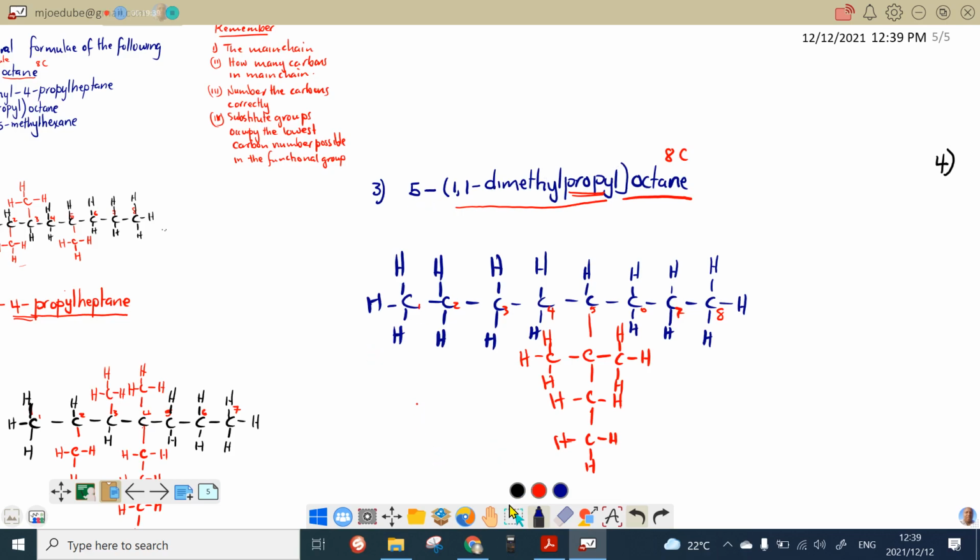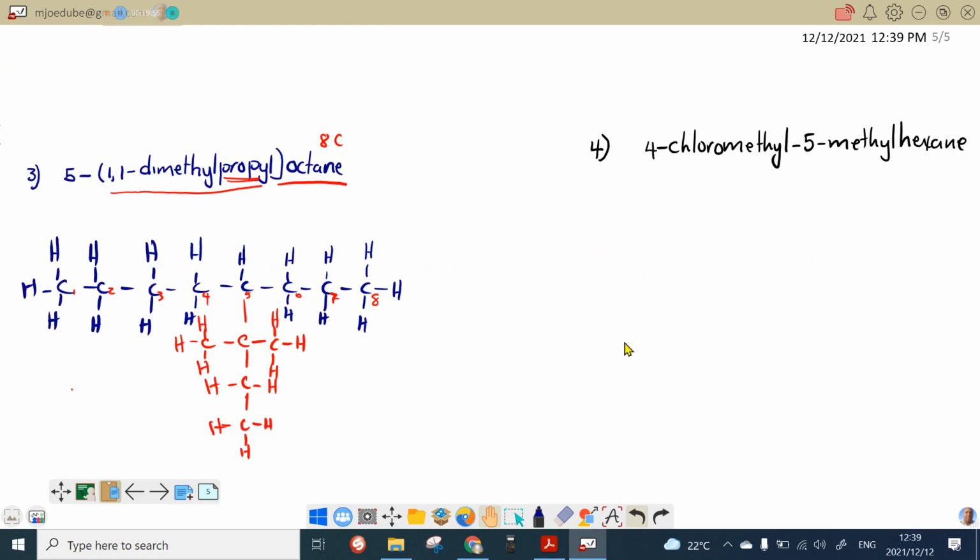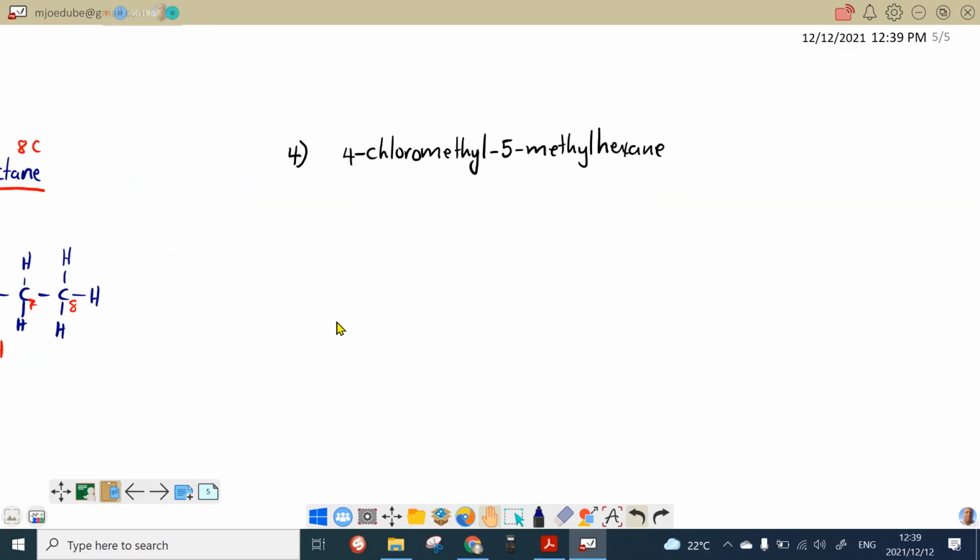Right, then the last part, or the last exercise: you are supposed to give the structure of 4-chloromethyl-5-methyl hexane. So what you are expected to do again is have a look and then decide what your main chain is. The main chain that you're looking for is a hexane, so it has 6 carbons.